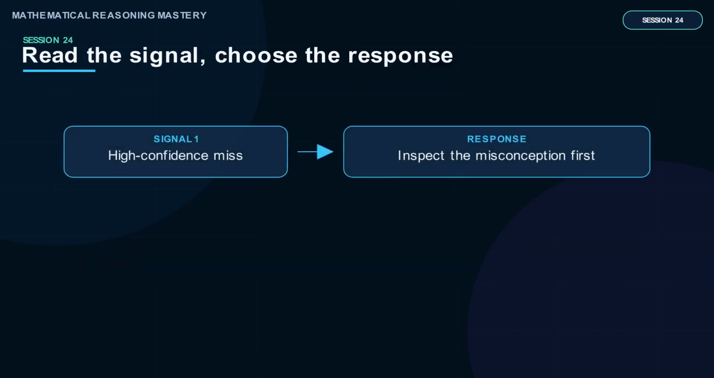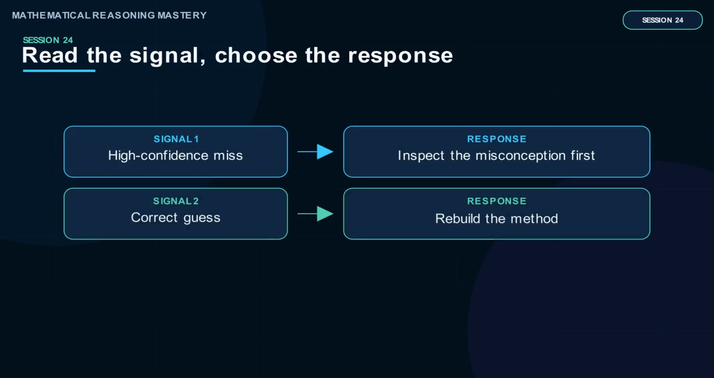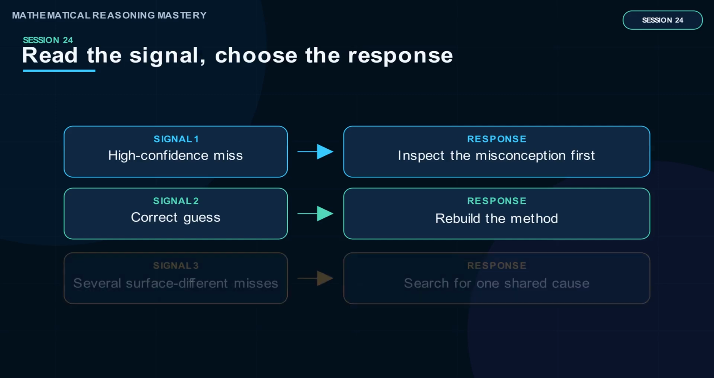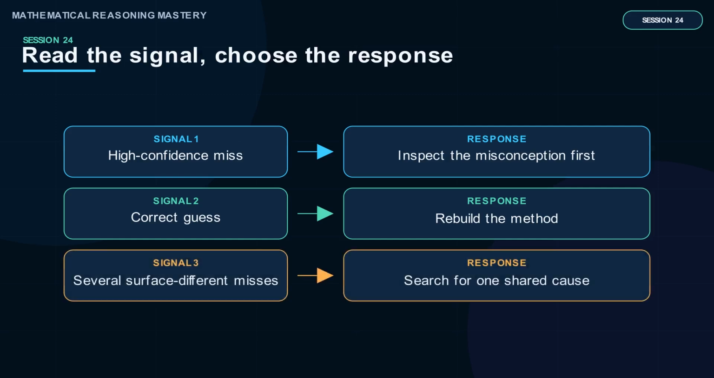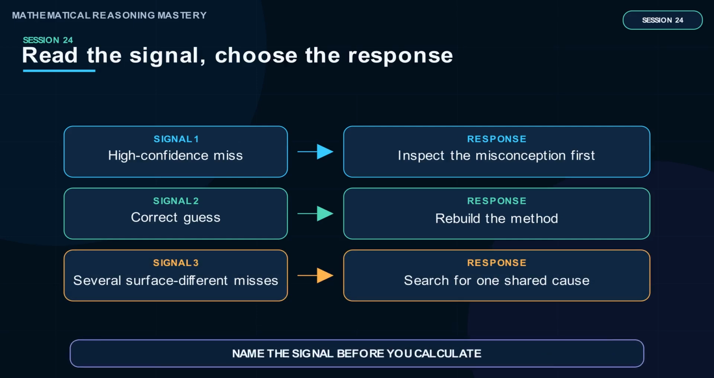Signal 1 is a high-confidence miss. Respond by remembering: inspect the misconception first. Name the response before calculating. Signal 2 is a correct guess. In that case, rebuild the method. The form tells you which tool fits. Signal 3 is several surface-different misses. Remember, search for one shared cause. This separates plausible work from valid reasoning. If you cannot name the signal, pause and classify. A deliberate choice of method is usually faster than repairing a rushed setup.